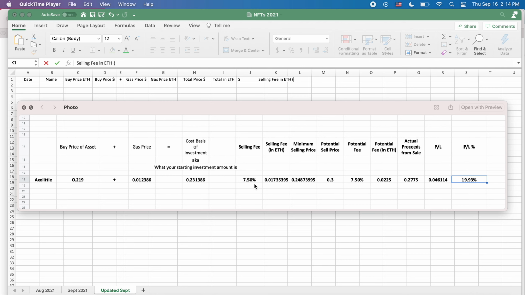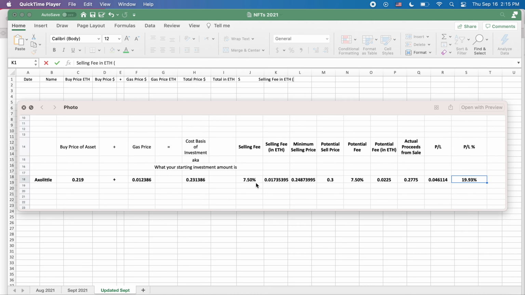I already showed this before on my Twitter, where every time you sell a piece, it has a certain selling fee. Okay. You figure that out when you press sell, it tells you the fee. But then you have to convert your selling fee into Ethereum. So the way that you do that is you're going to take your cost basis of investment, which is 0.231386, multiply it by the selling fee percentage.